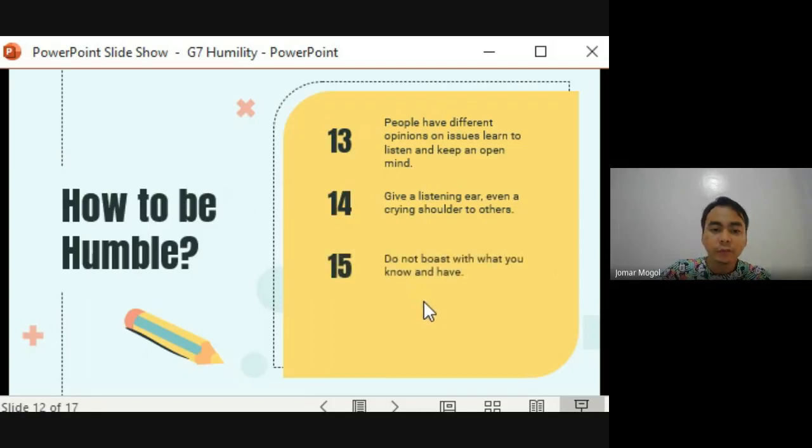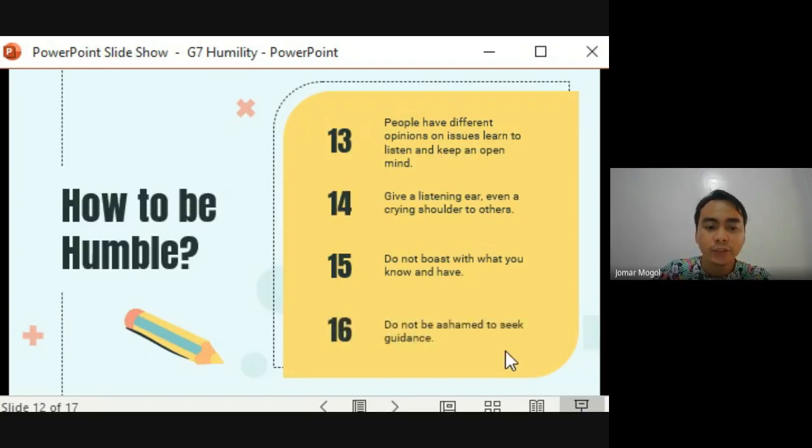Yan. Do not boast with what you know and what you have, especially you are a scholar. I know you're very intelligent. Alam kong marami kayong alam about science, about mathematics, or any other subjects. Do not brag na marami kayong alam. Halimbawa, nag-explain yung classmate nyo ng lesson tapos sasabihin nyo, 'Ikaw na magaling.' Walang ganon. Do not do smart shaming. Nakababa ng dignidad yung mga ganong gawain. Okay?